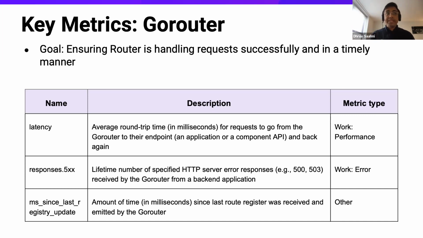And similarly, the milliseconds since last registry update. So this is basically the amount of time in milliseconds since the last route was registered and was received and emitted by the Go router. This is another one, similar to latency, where you're trying to keep an eye out on whether your requests are being handled in a timely fashion or not.